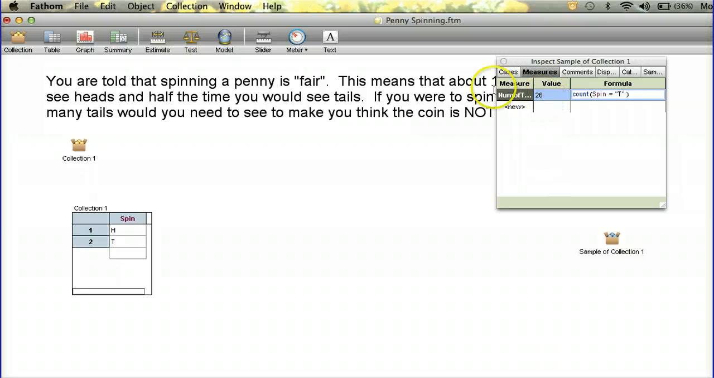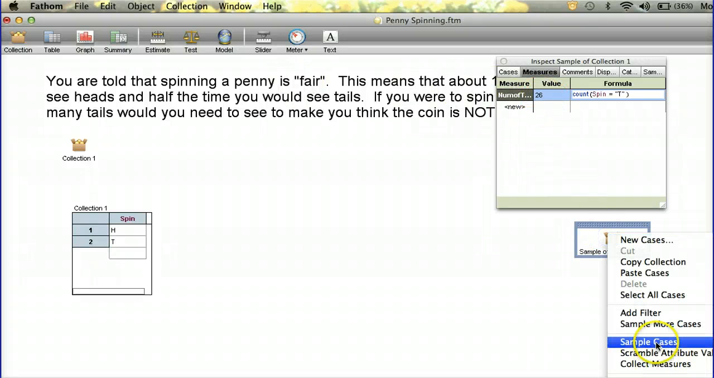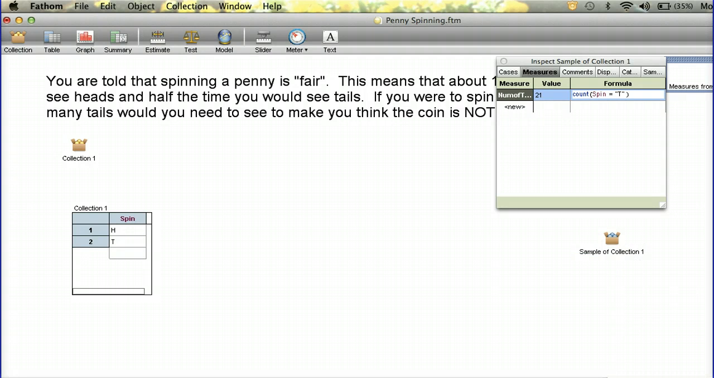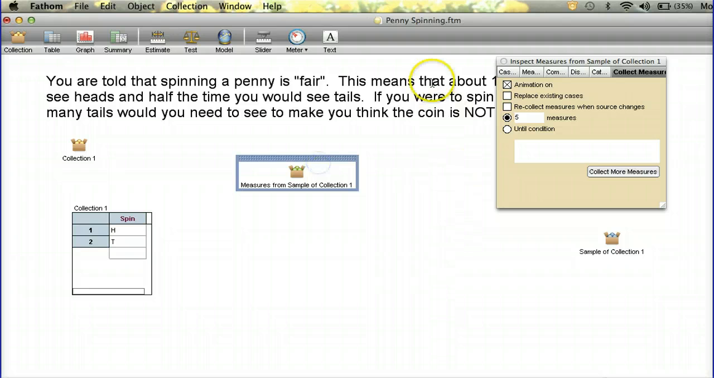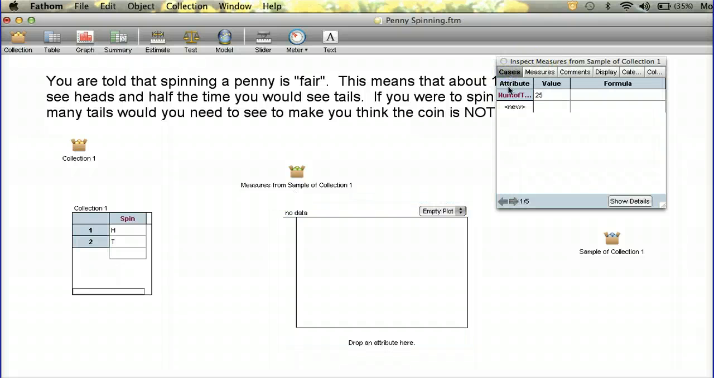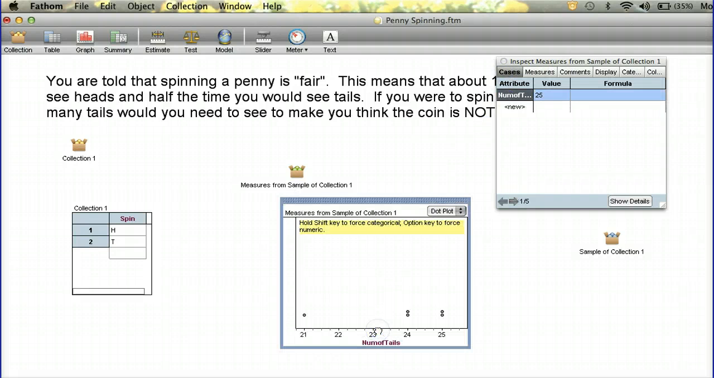But we want to keep track of these. So we're going to collect some measures here. So we collected 5 measures, and let's take a look at what we've got here. Let's actually do a graph here of these measures. So here we have the number of tails was either 24, 25, or 21. And that's not enough to really see a pattern of what's going on. So let's do this again.